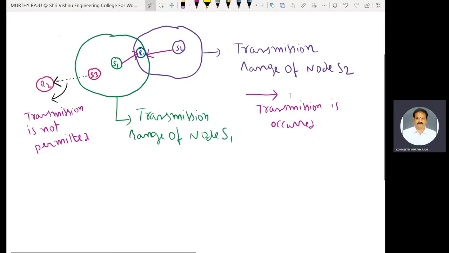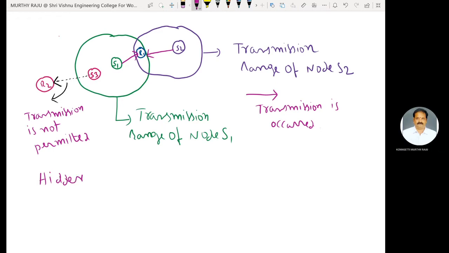This is the scenario of the wireless Ad-Hoc network. First one is the hidden terminal problem.